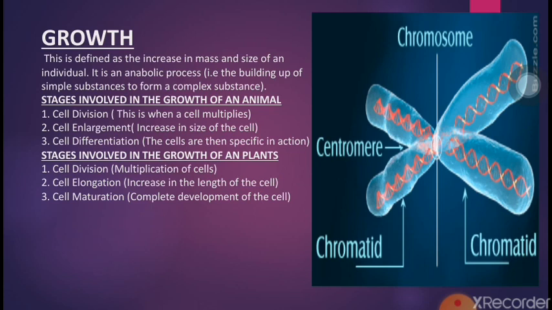And if we look at this picture here, the part where cell division starts from is the chromosome. Look at the structure of the chromosome. It has two sister chromatids held together by a centromere. So for cell division to take place, these two sister chromatids need to divide, and then they duplicate to form another cell.